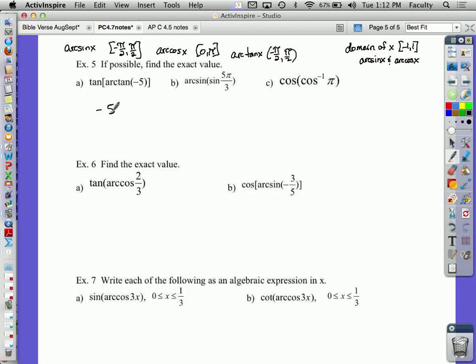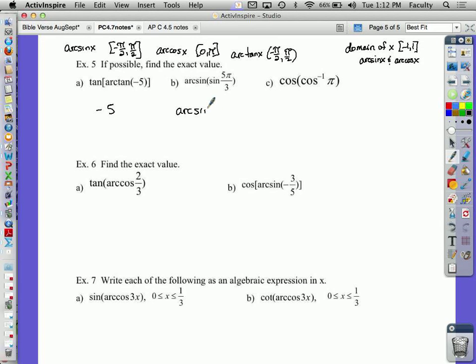So now for letter B, where I have arc sine of sine 5 pi over 3, look at that composition of functions chart. And if you look at the second half for sine, arc sine of sine y is equal to y only if y is between negative pi over 2 and pi over 2. Well, it's not. So my answer is not 5 pi over 3. However, we want to see if we can, in fact, figure it out.